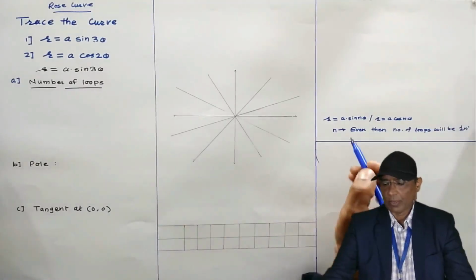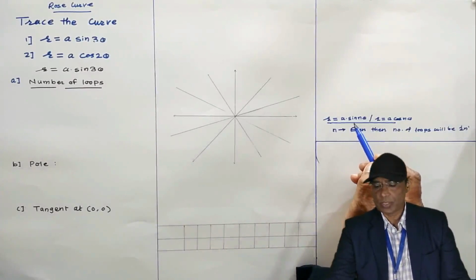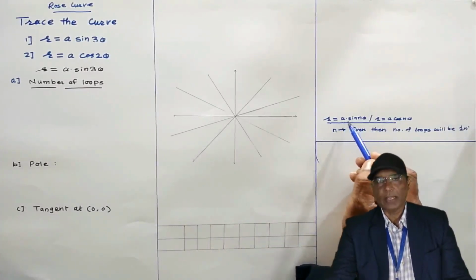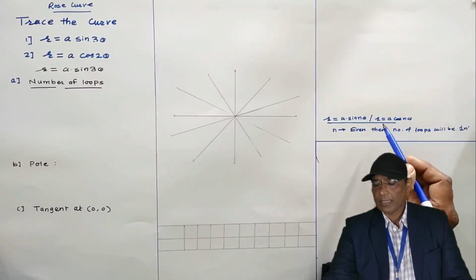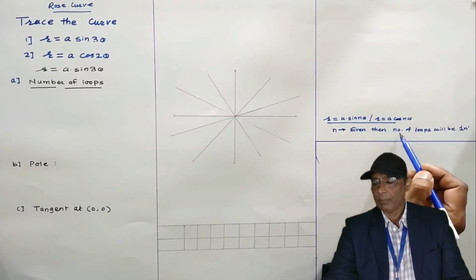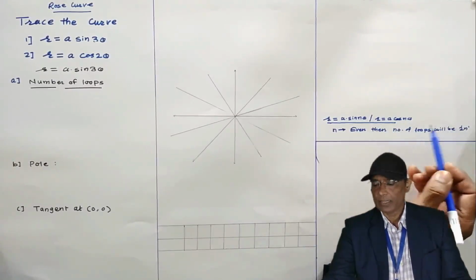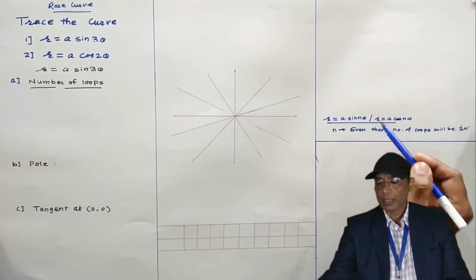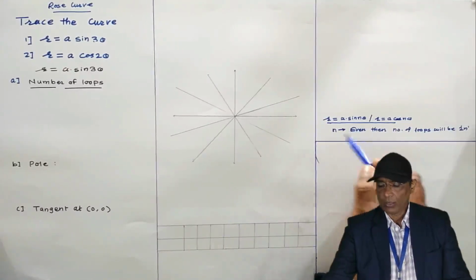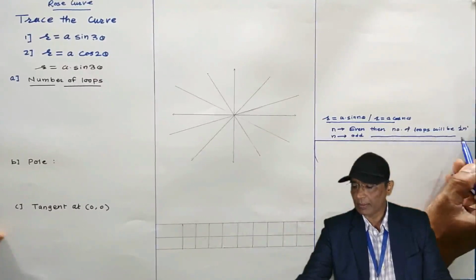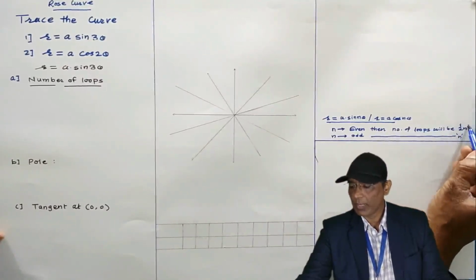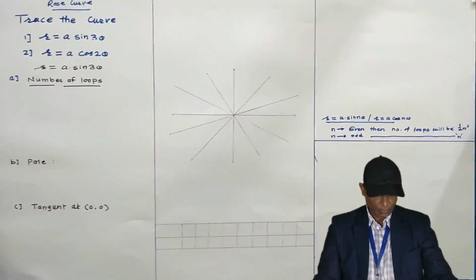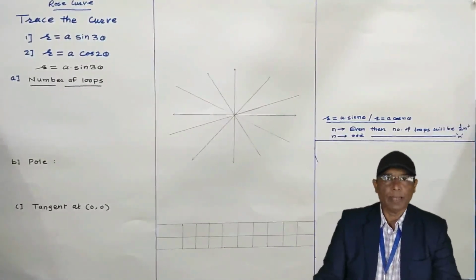Now in rose curve, two types of curve we are going to discuss. r equals a sin n theta, r equals a cos n theta. If n is even, then the number of loops will be 2n. Here n is a positive integer. And if n is odd, then the number of loops will be n.